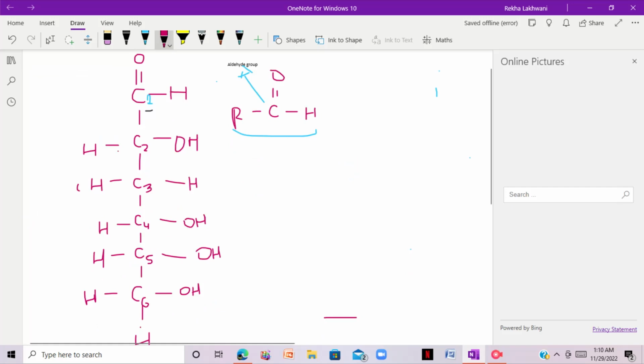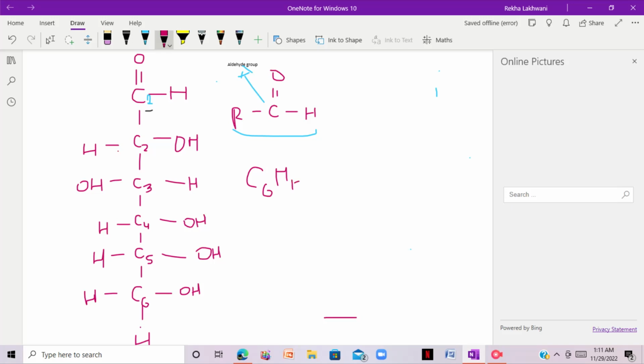The formula of glucose is C6H12O6. You can see over here I have drawn the linear structure, which is carbon number 1, carbon 2, carbon 3, carbon 4, carbon 5, and carbon 6.